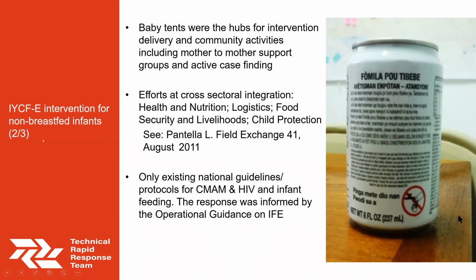So baby tents were the hubs for the intervention delivery. And outside of those tents, there were connected community activities, including mother-to-mother support groups and active case finding to try and find the babies that would meet the criteria for breastfeeding support or support for artificial feeding. There was a really good effort at cross-sectoral integration, realizing the importance of that.